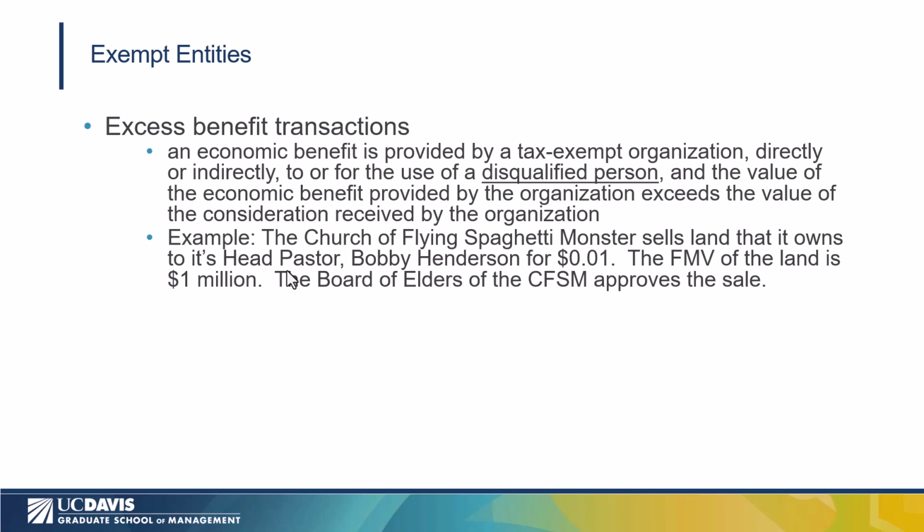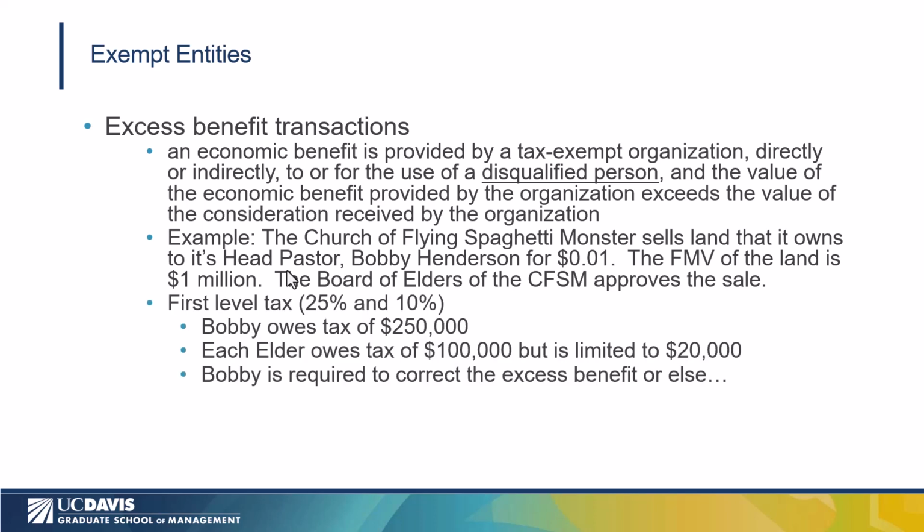All right, so let's do an example of this. The Church of the Flying Spaghetti Monster sells land that it owns to its head pastor, Bobby Henderson, for 1 cent. It turns out the fair market value of the land was $1 million. Now, the Board of Elders of the church approves the sale because it's so large they would have to anyway. So the first level of tax is 25% and 10%, and that is applied to the individuals, to the disqualified person. So Bobby would owe tax of $250,000, so that's 25% of the fair market value of the land. And each elder would technically owe 10%, that's $100,000, but that's limited to $20,000.